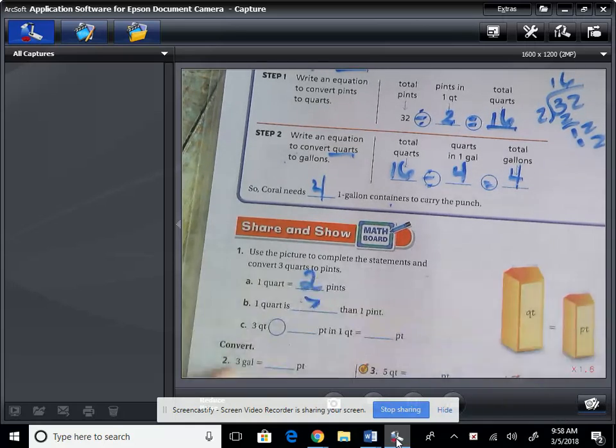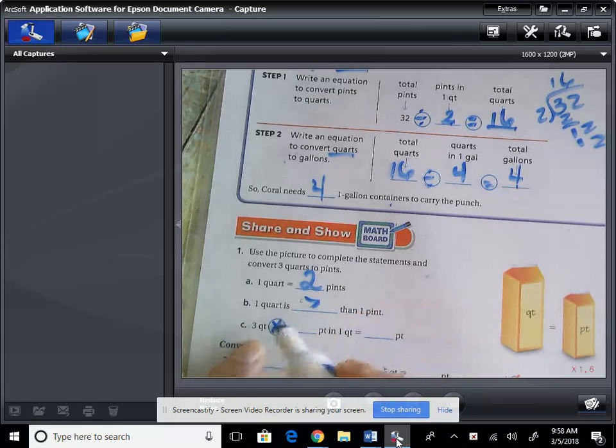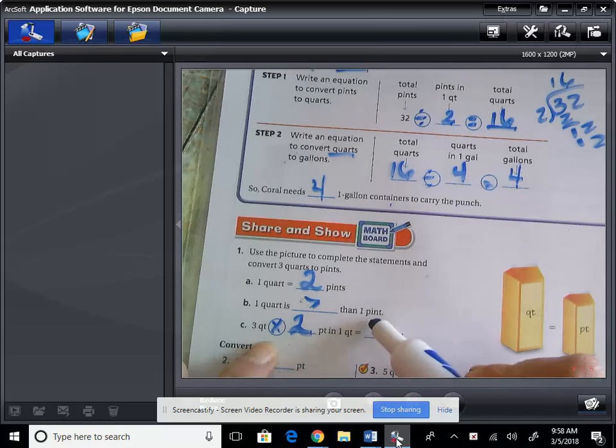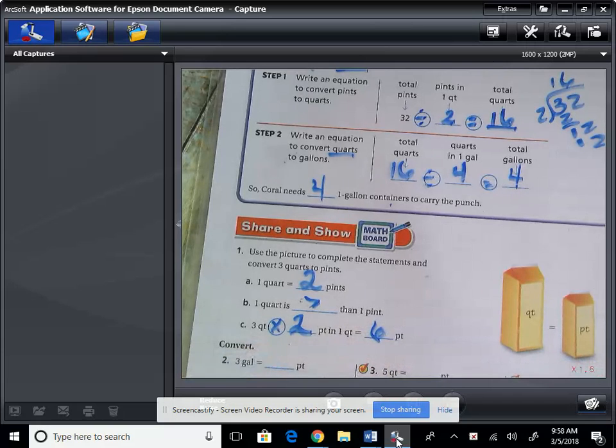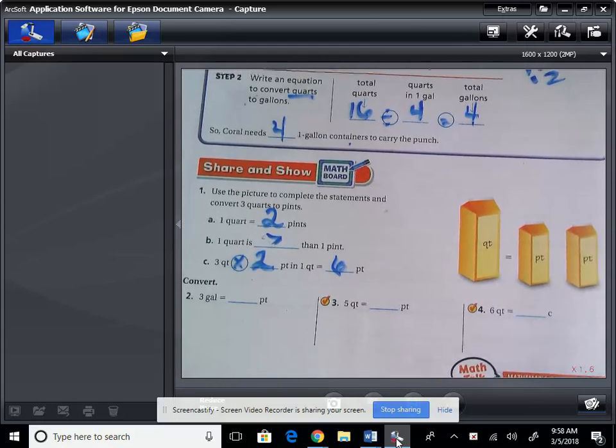Oh, now how are we going to figure this? We're going from quarts to pints, so we're going larger to smaller. When we go larger to smaller, we times. 3 quarts times, how many pints do we have? Well, there's 2 pints to a quart. 2 pints in 1 quart, so 3 times 2 equals 6 pints. Does that make sense to you? If not, start asking some questions, because we're going to start doing a lot of converting.